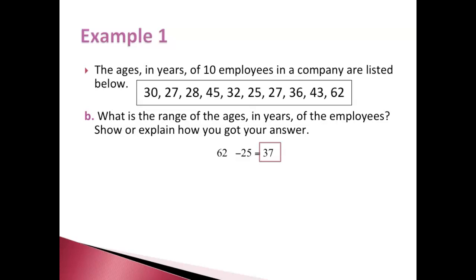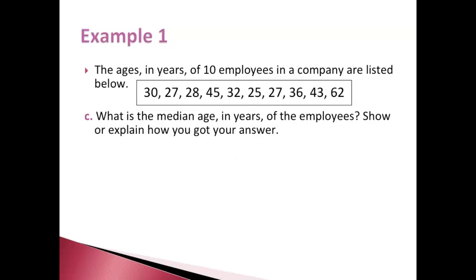All right, next, part C. What is the median age in years of the employees? Show or explain how you got your answer. All right, so the median age, we'll want to use the numbers in order from smallest to largest. And then since we're trying to find the median, we are going to want to cross off from either side until we get to the middle. Again, remember, you want to make sure you're crossing off the same number of data points on either side.